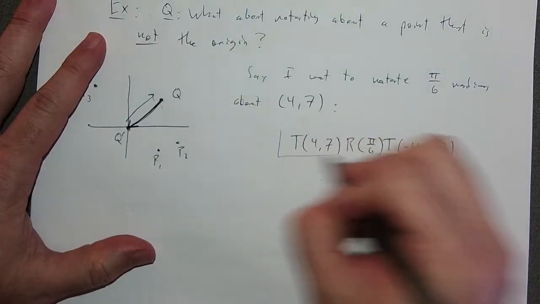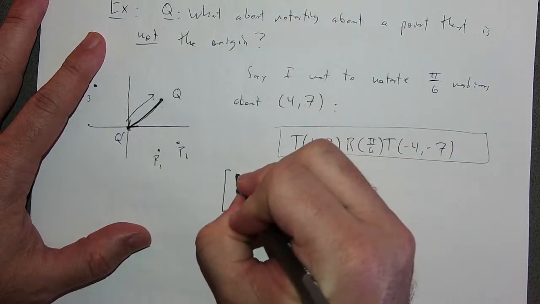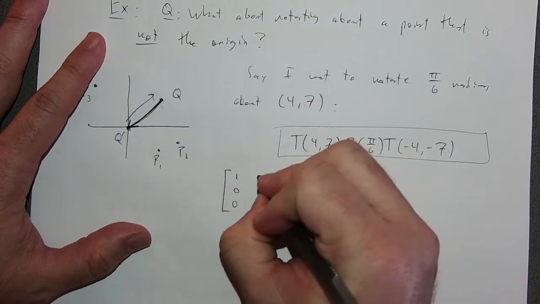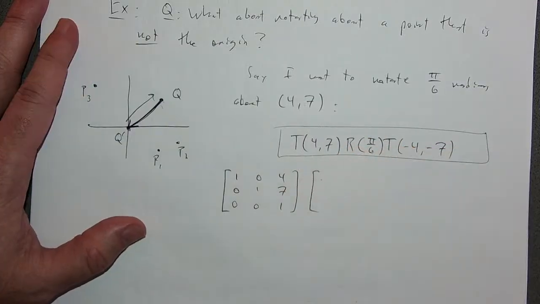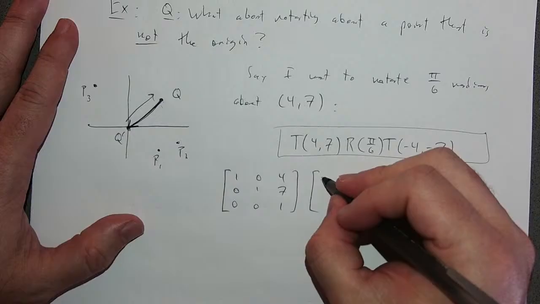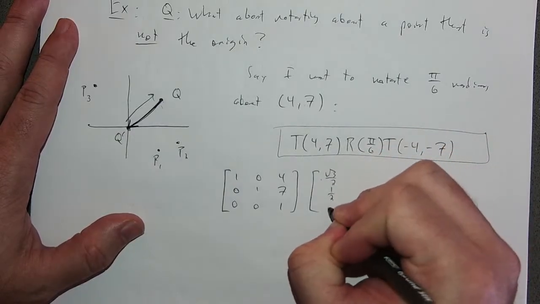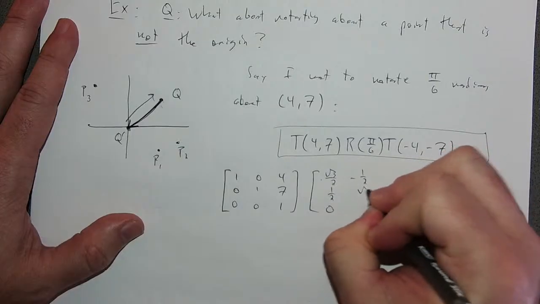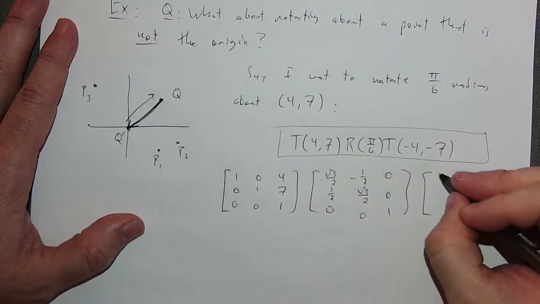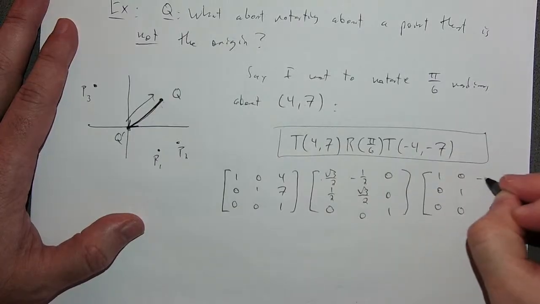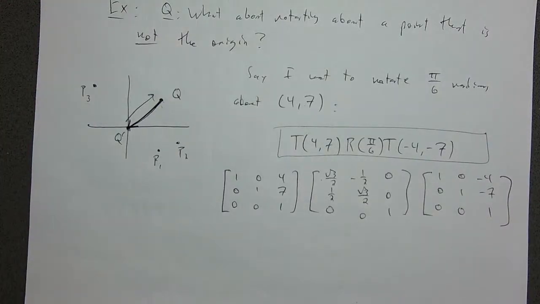If I were to multiply this out, the matrices in question would be, reading column-wise: this is (1, 0, 0), (0, 1, 0), (4, 7, 1). The rotation matrix for pi over 6 has cosine pi over 6, which I'm just going to write: root 3 over 2, 1 half, 0, minus 1 half, root 3 over 2, 0, and then 0, 0, 1. And then the matrix for this would be (1, 0, 0), (0, 1, 0), (-4, -7, 1). So it'd be the product of those three 3x3 matrices.